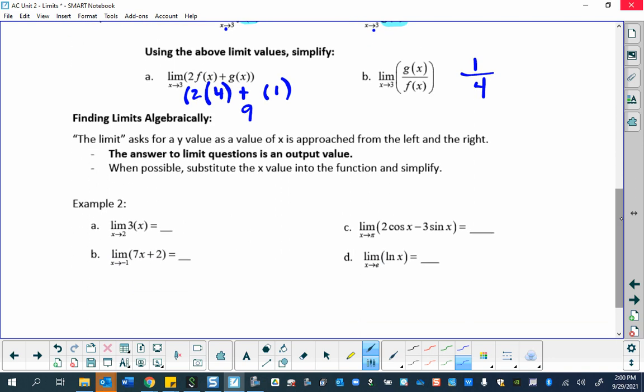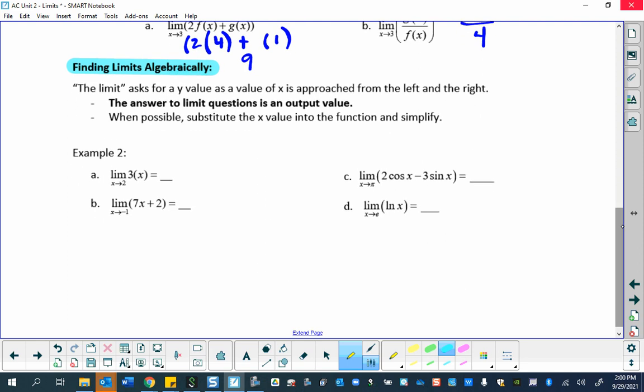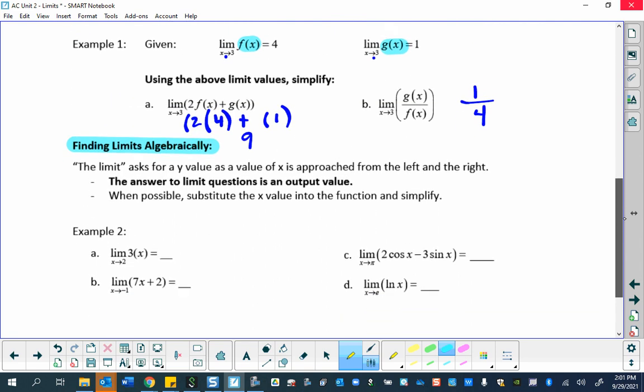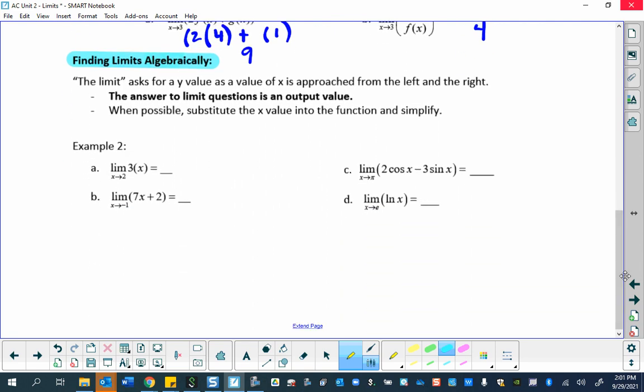We can also find limits algebraically. If the limit is asking for a y value as the value of x is approached from the left to the right, that answer to the limit question is an output value. It's what it is getting closer and closer to. When possible, you want to substitute that x value into the function and then go ahead and simplify. So these examples have nothing to do with example 1. These are all separate on their own.